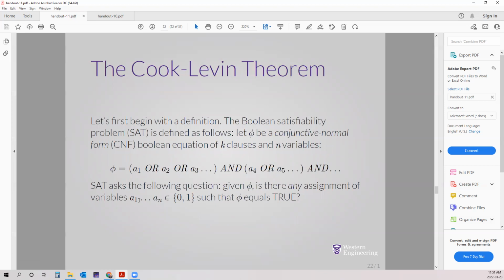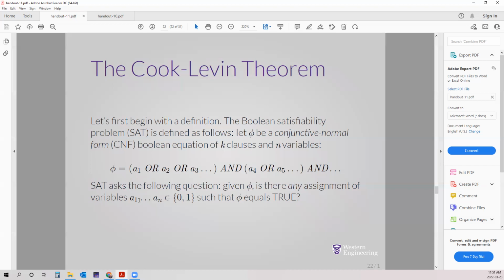Then the Cook-Levin theorem. Let's start with the definition. The Boolean satisfiability problem, which we call SAT, is defined as follows. Let phi be a conjunctive normal form, CNF, Boolean equation of k clauses and n variables, such that phi equals A1 or A2 or A3, and A4 or A5, and A6 or A7, whatever.